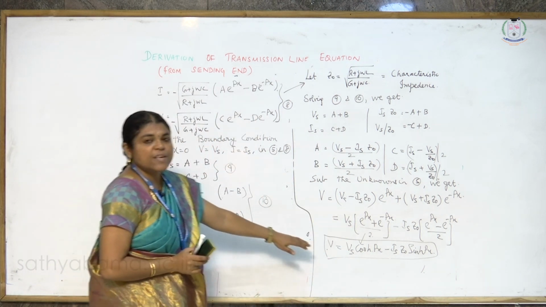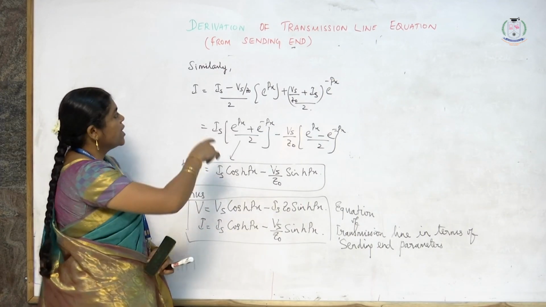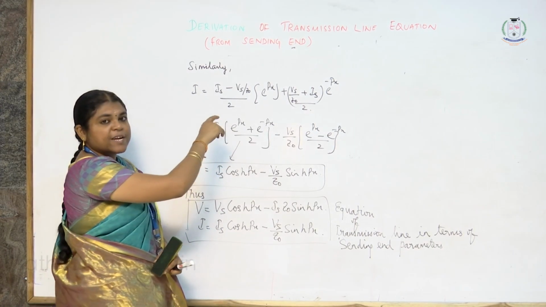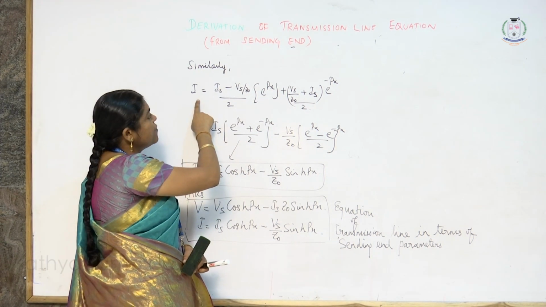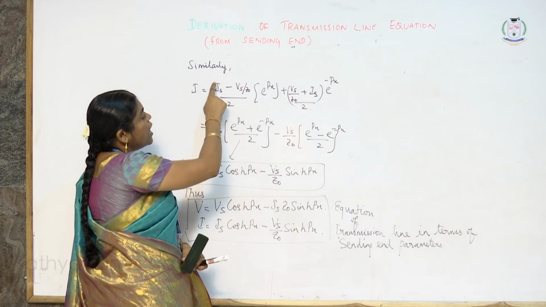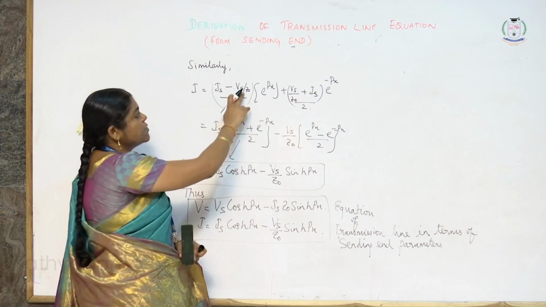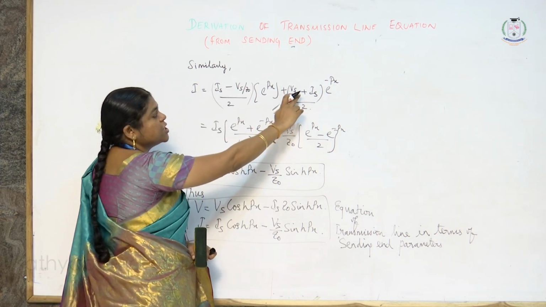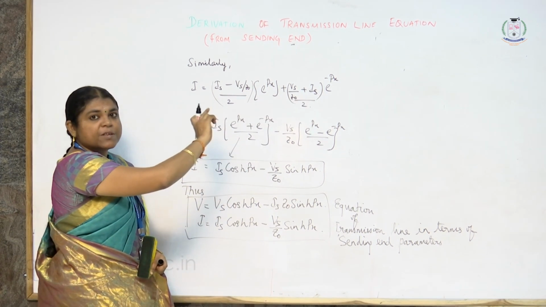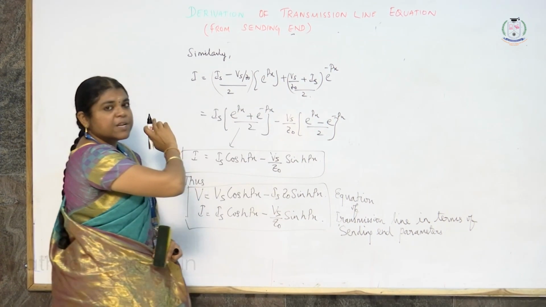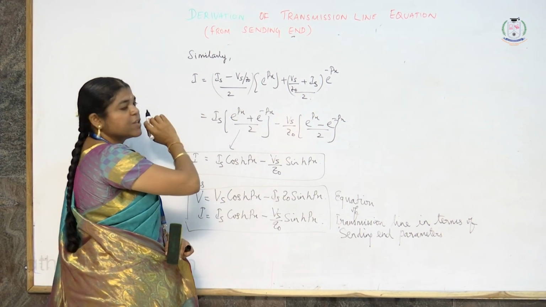Now, we are going to use the same procedure to get the equation for the current. Similarly, if I substitute the constants C and D into equation number 5 for current, we get this equation, where I have replaced constant C by Is minus Vs by Z naught by 2, and constant D by Vs by Z naught plus Is by 2, and of course, I have multiplied these two terms with the exponential term that is available. Similar to what I have done for the voltage, I have done for the current here.